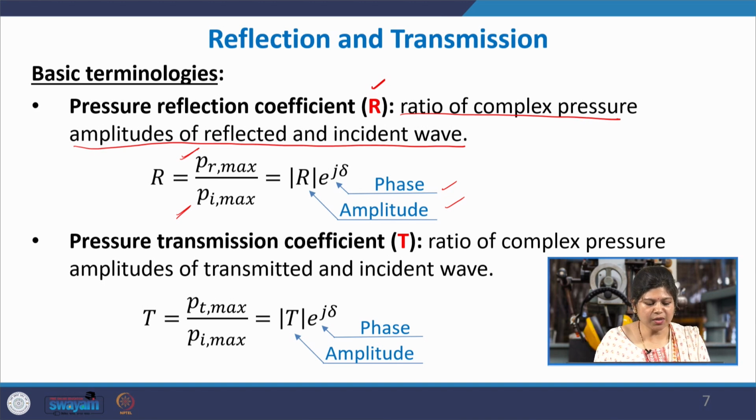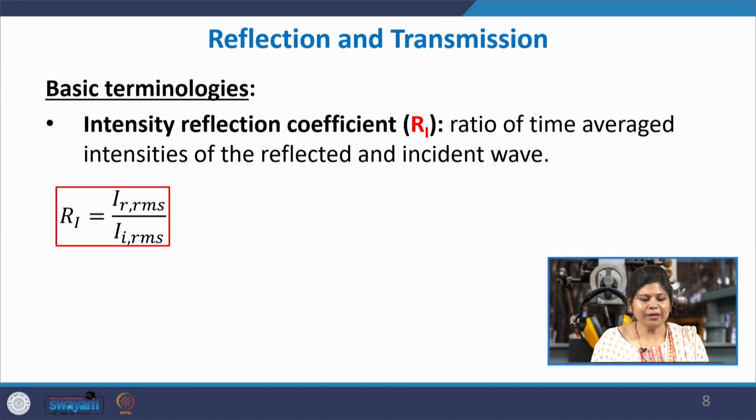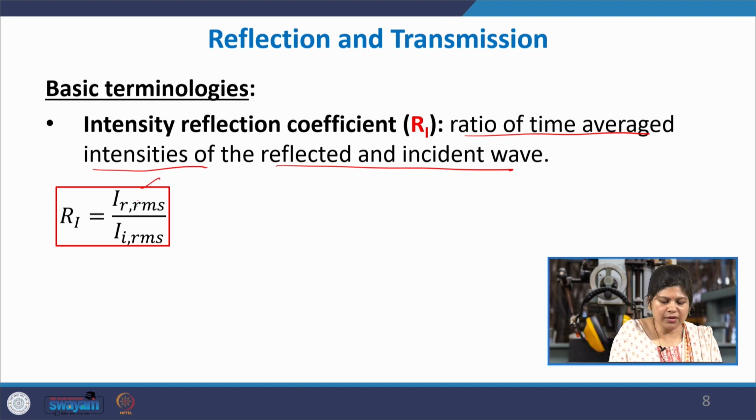We have another quantity, the pressure transmission coefficient, denoted by capital T. In the same way, it is the ratio of the complex amplitude of the transmitted wave to the incident wave. It is denoted by capital T, and has an amplitude and phase. Then we have the intensity reflection coefficient. Just like the pressure reflection coefficient was a ratio of the respective pressures, the intensity coefficient is the ratio of the respective time averaged intensities of these two waves: the RMS intensity of the reflected wave and the RMS intensity of the incident wave.